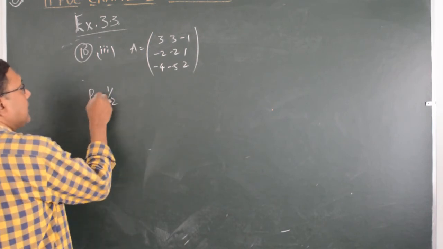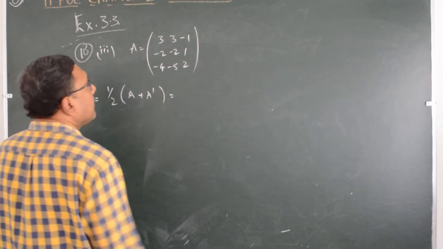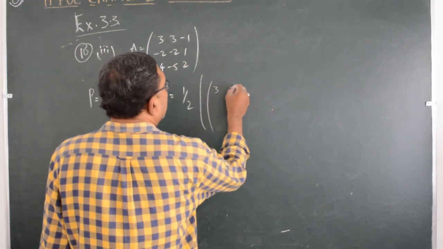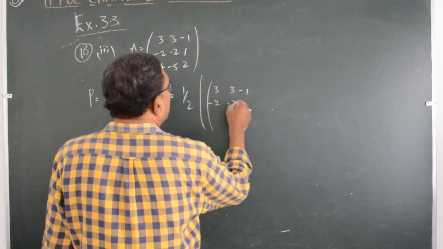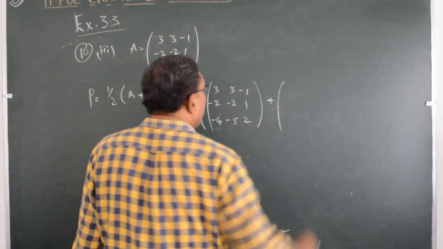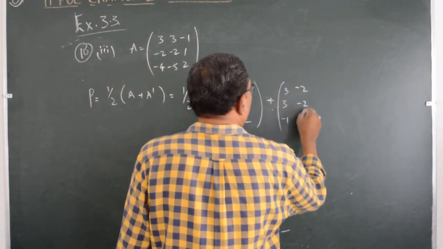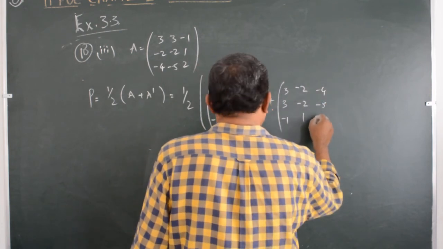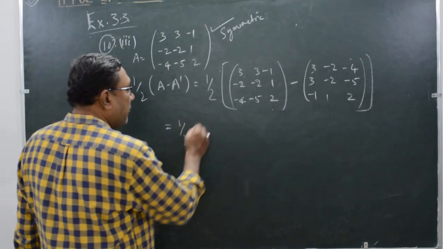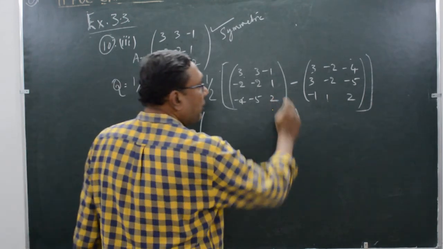P, check half of (A plus A transpose), which is equal to half, keeping it outside. Take the matrix [3, 3, -1; -2, -2, 1; -4, -5, 2], which should be added with its transpose. Okay, let's calculate this keeping half outside. Let's do it very slowly, because when you are dealing with negatives, we have to be a little careful.